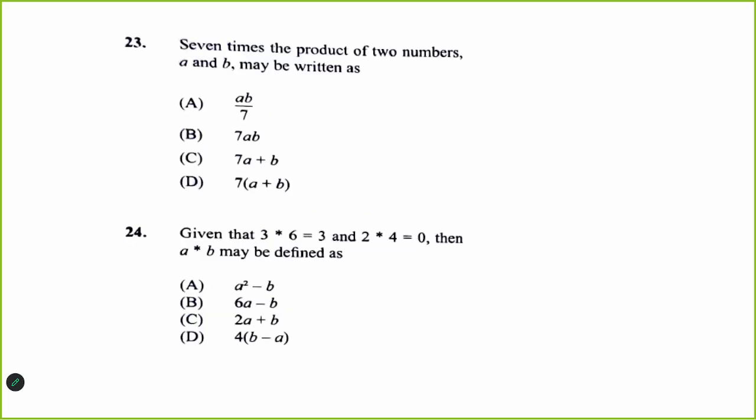7 times the product of two numbers a and b. This is our repeated question. This is the first question you saw, which is b. Given that 3 asterisk 6 is 3 and 2 asterisk 4 is 0, then a asterisk b may be defined as, so this is a, this is b. So if I say a squared, that's 3 squared minus 6, that's 9 minus 6 was in fact 3. Let's see if it works like this. A is 2, so that's 2 squared minus 4 is 0, so the one that it works for is a squared minus b.